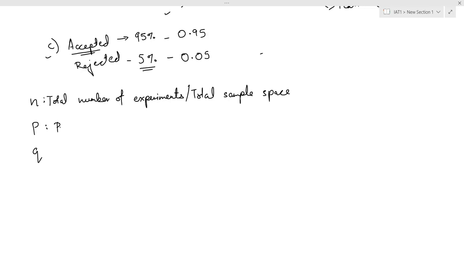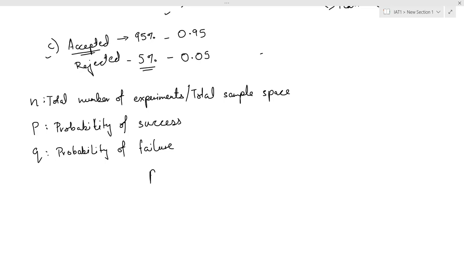What is p? P is the probability of success. And what is q? Q is the probability of failure, right? Always remember, in case of binomial distribution, there is only going to be success or failure, only 2 outputs. And we know the addition of all probabilities is always 1. So we have to remember that P plus Q is going to be 1. Addition of all the probabilities is always 1. So P plus Q is equal to 1.